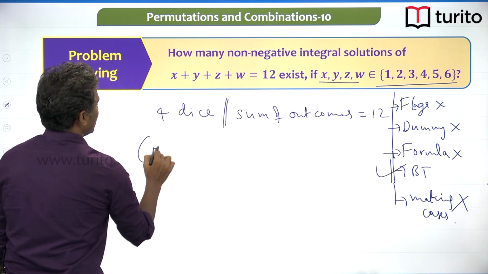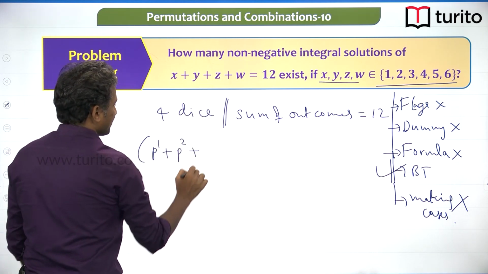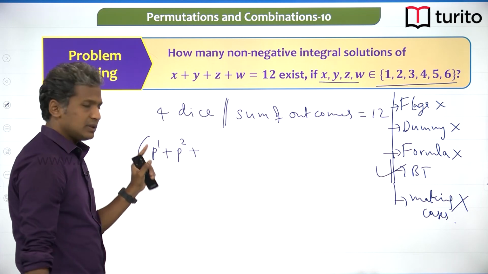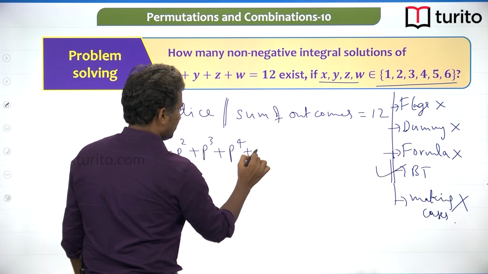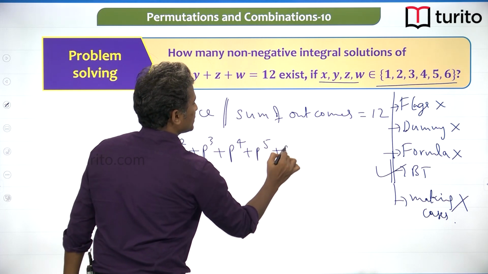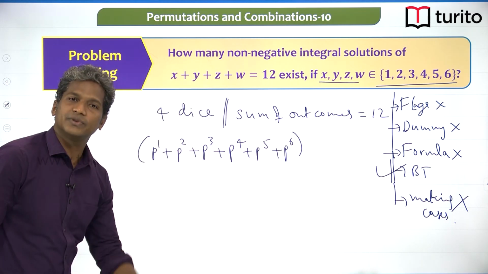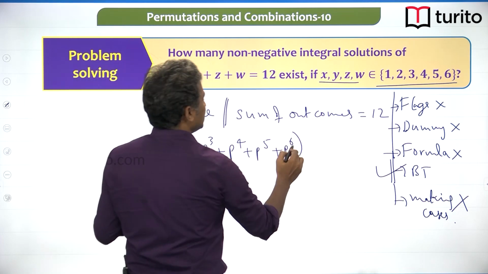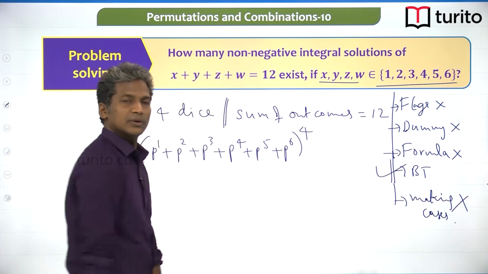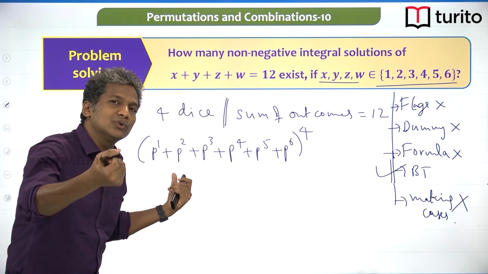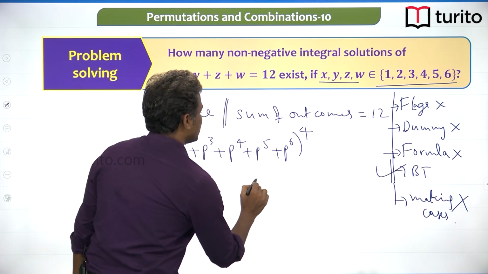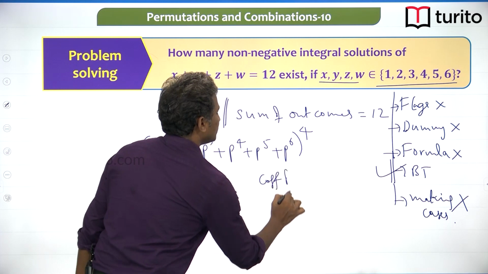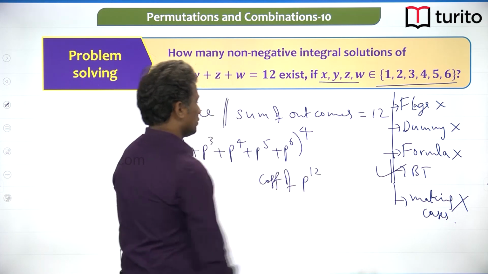So let's say for one dice, if I write the polynomial, it will start from p raised to 1, p square, p cube, p raised to 4, p raised to 5, p raised to 6. This is for the first dice. And then there are how many dice? 4 dice. And we are going to collect the coefficient of p raised to 12. So our goal is to get the coefficient of p raised to 12. This is going to be our answer.